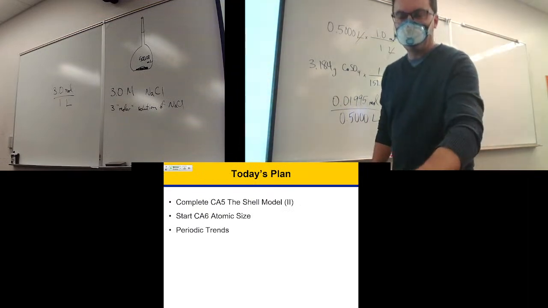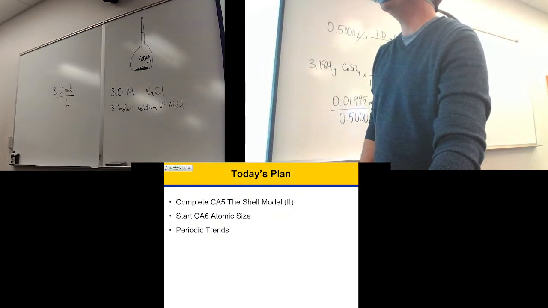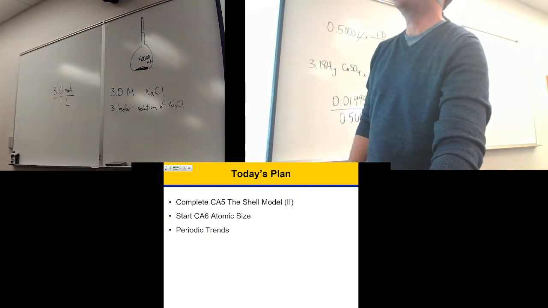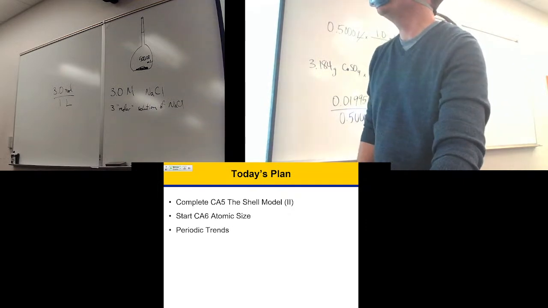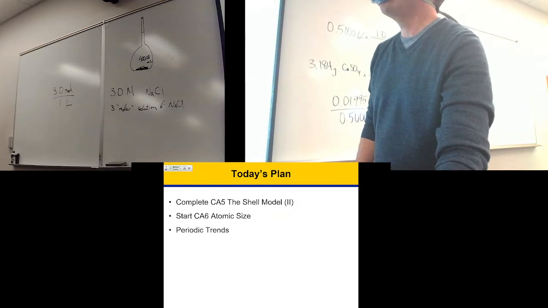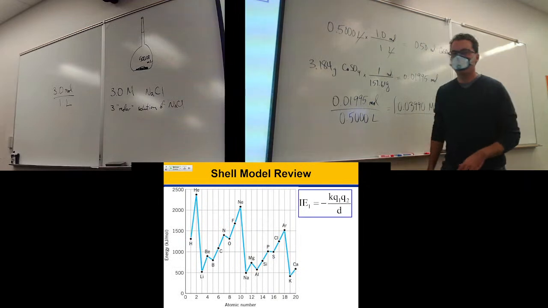All right, so hopefully we can finish up the shell model today. And then get to some more interesting things that we can learn, like atomic size. You might not think it's that interesting, but it is. It can be. And then periodic trends, so like the whole point of the periodic table. So this is kind of what we saw last week.